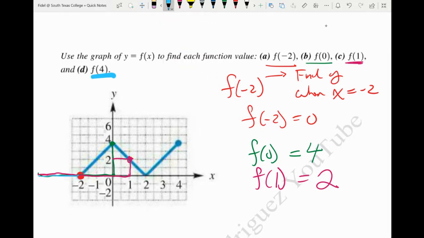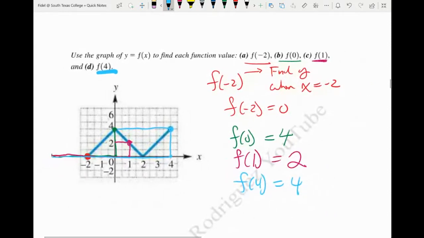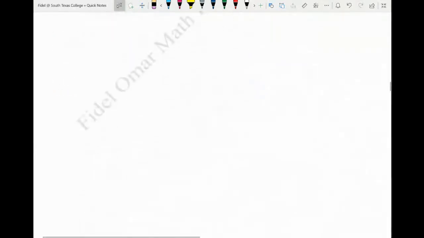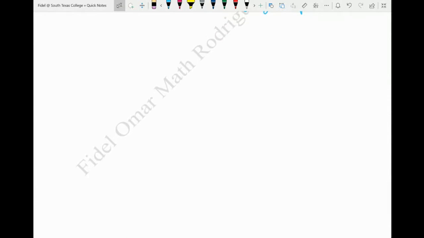Okay, f of 4. So we're going to start cruising along this way, and then we're going to move up. We're going to hit that point, and we're going to say that is also 4. And we were able to find each of those values, right? And I'm going to say that was all of 2.3.